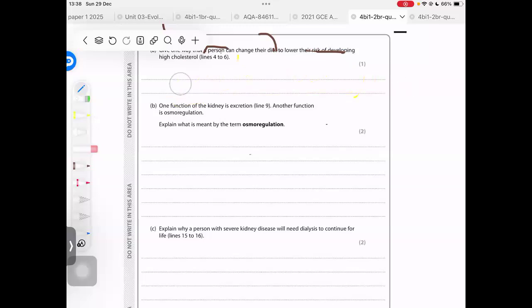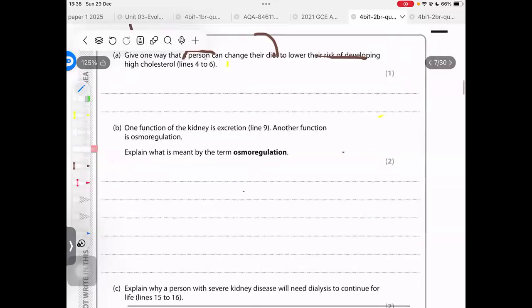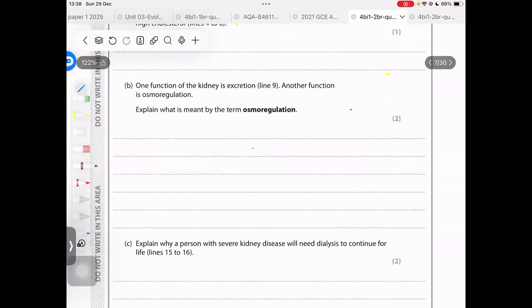So you can see one function of the kidney is excretion. Another function is osmoregulation. In your syllabus also, the kidney has two functions: one is excretion, the other is osmoregulation. What do you mean by osmoregulation? Osmoregulation means maintaining a constant environment when it comes to water and solutes in your body.